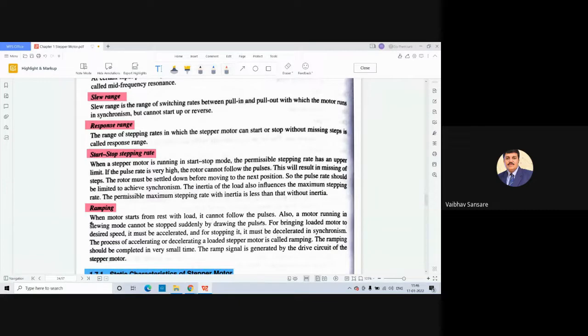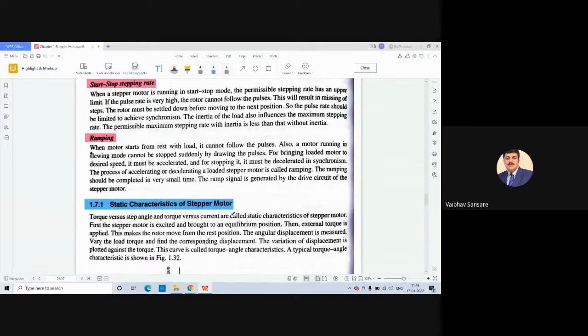Now, these are the various terminologies related to the stepper motor. Maybe in the next lecture, we are going to discuss one or two numericals for calculation of resolution and stepping rate for the stepper motor. For those numericals, some of the terminologies from these terms are very important. Therefore, we have discussed these particular terminologies. Now let's move towards the actual characteristics of the stepper motor.